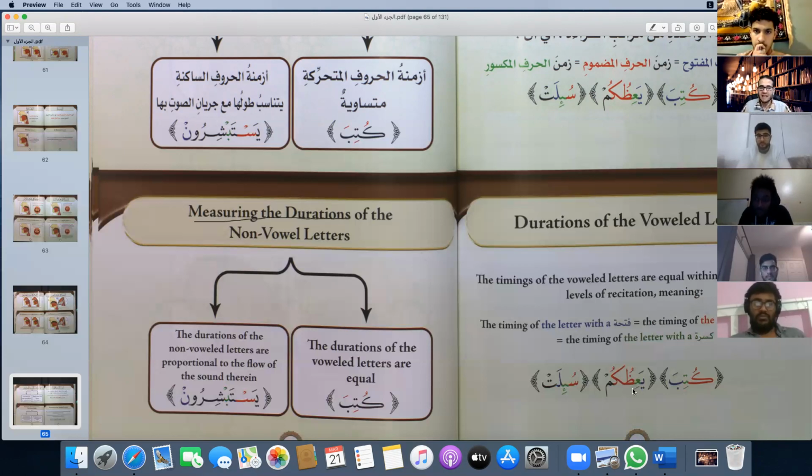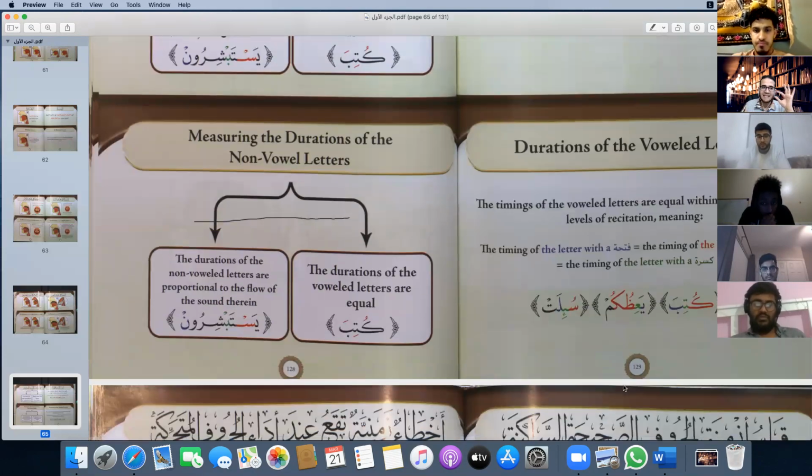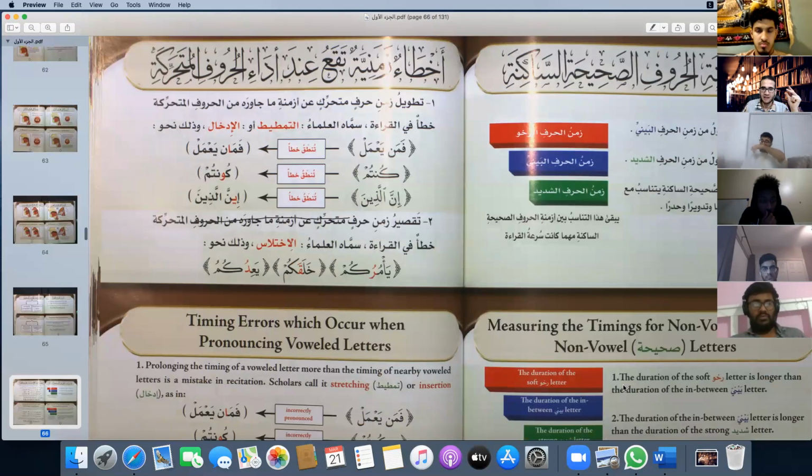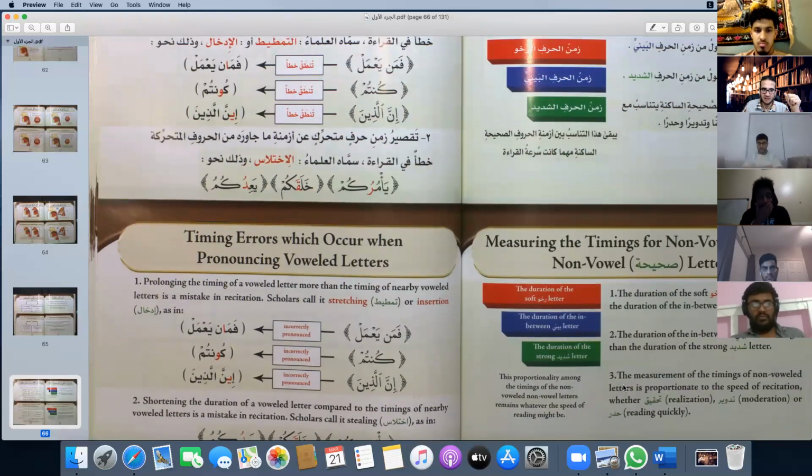So now, if you understand that, the other point that I want to make is that the sakin letters, the non-vowel letters, their duration depends on their quality: shidda, rakhawa, or bayniya. Now we are going to explain that here. Prolonging the timing of a vowel letter more than the timing of nearby vowel letters is a mistake in recitation.